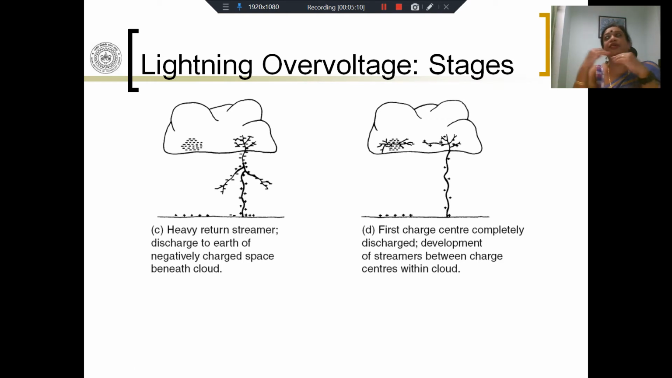So we know that there are lightning strokes of two types. One is the intercloud lightning, which remains in the sky, and then you have the cloud to ground strikes, which bring the charge from the clouds onto the ground.